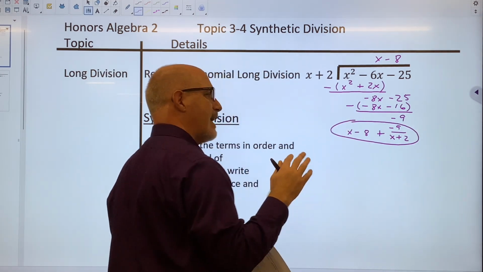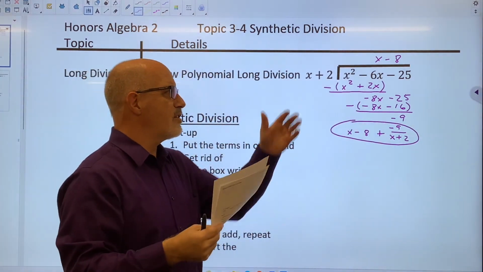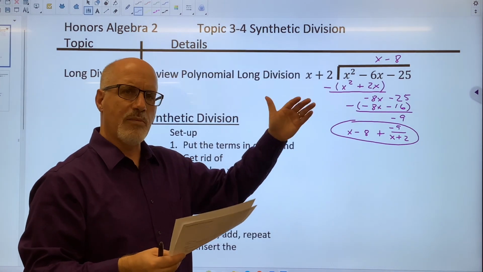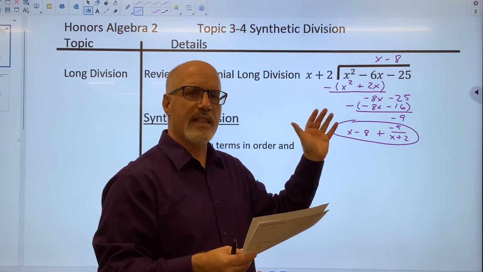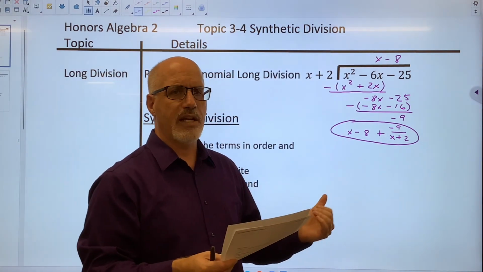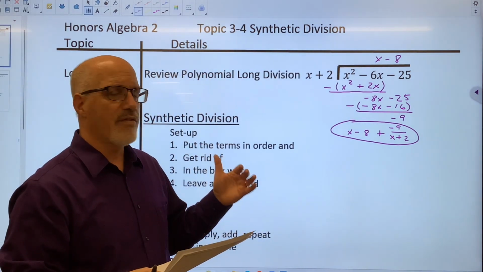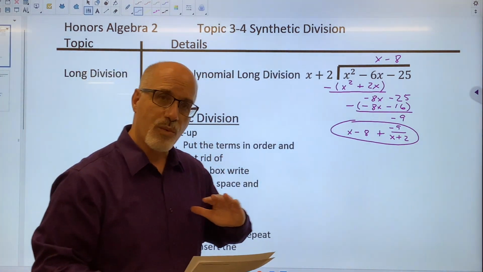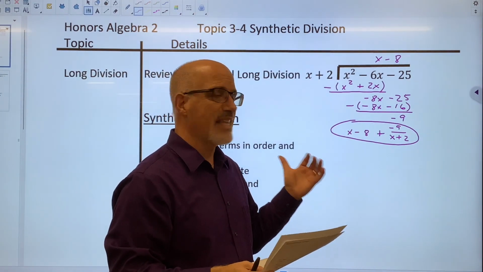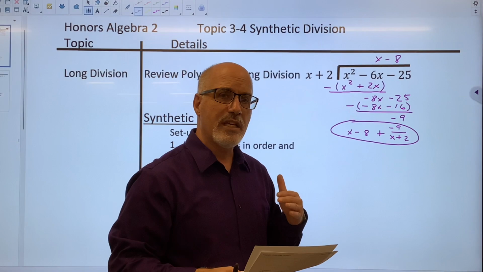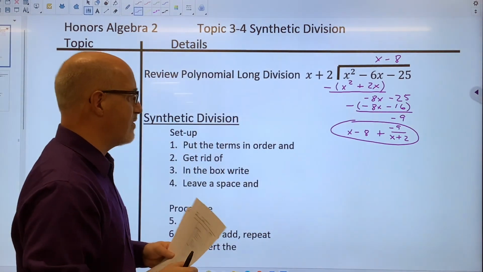Now we're going to take this process, because this is just an iterative process. You keep doing the same things. What do you multiply to get a certain thing? Find that, subtract, bring down the next term. Well, we can simplify that by eliminating, getting rid of the variables, and then setting up a new system called synthetic division that will really speed up the process of doing this division.